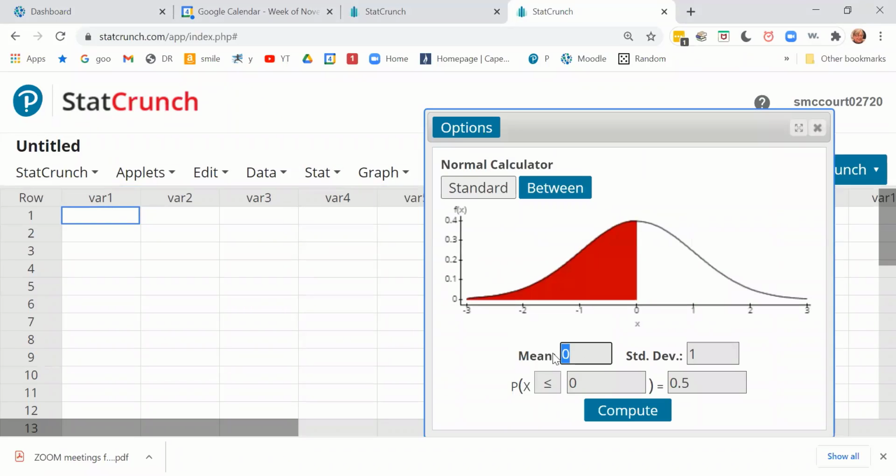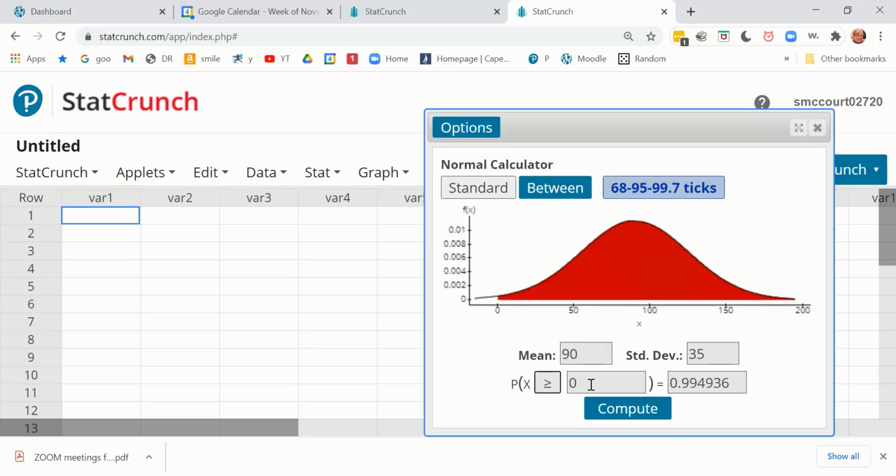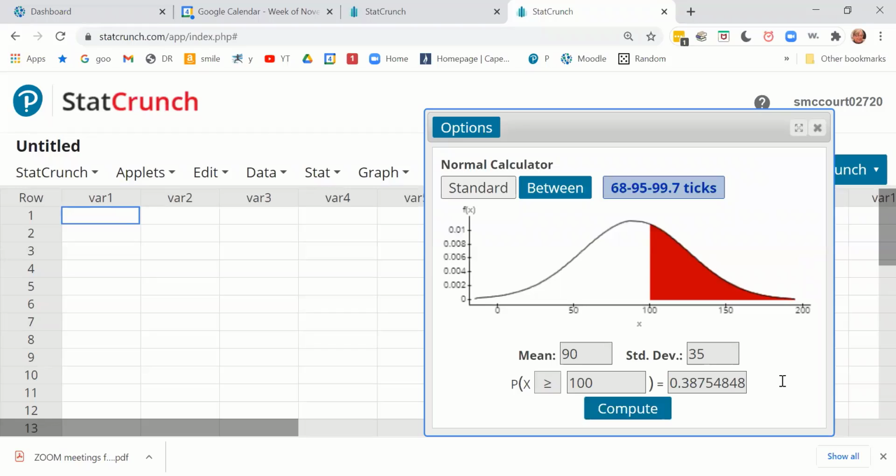So bringing up the normal calculator, stat calculator, normal. We put in our mean of 90, our standard deviation of 35, and we want the probability that X is greater than 100. And we remember that greater than and greater than or equal to are the same in a continuous distribution. So this looks about right. The mean here at 90, and we're looking greater than 100. So it's almost half of it.